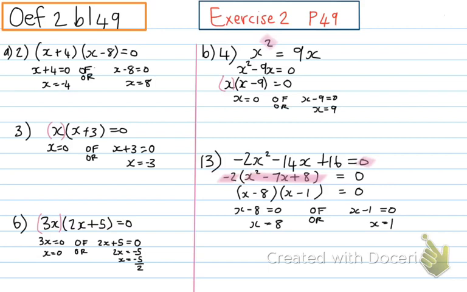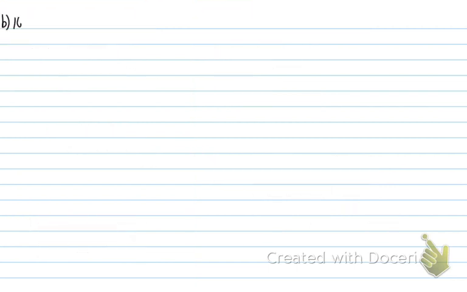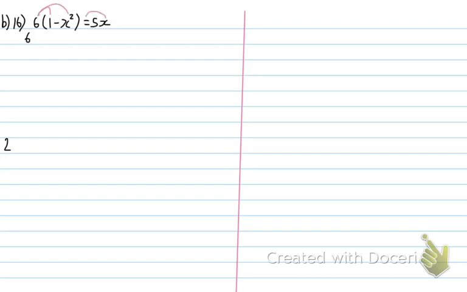Good. Last few, I think there are 3 left. Okay, so B16, 6(1 - x²) = 5x. Okay, first I'm going to multiply the 6 in, and then I'm going to take the 5x over to the left hand side. So it's going to be 6 times 1 is 6, and 6 times x² is 6x². Minus 5x is equal to 0.